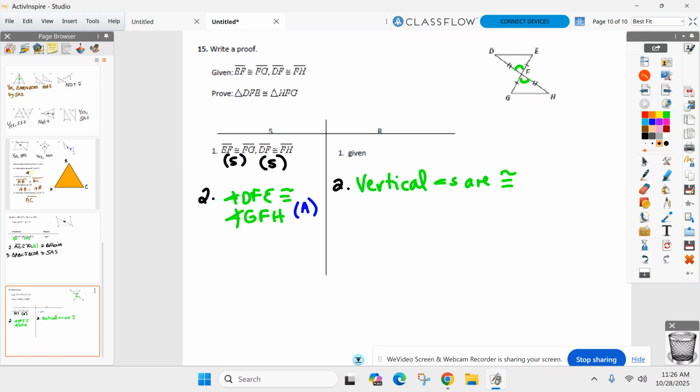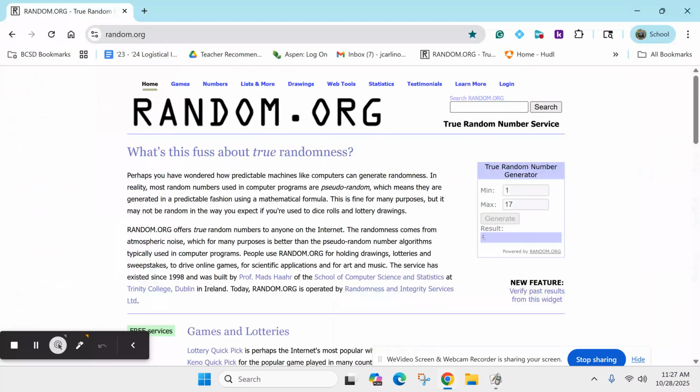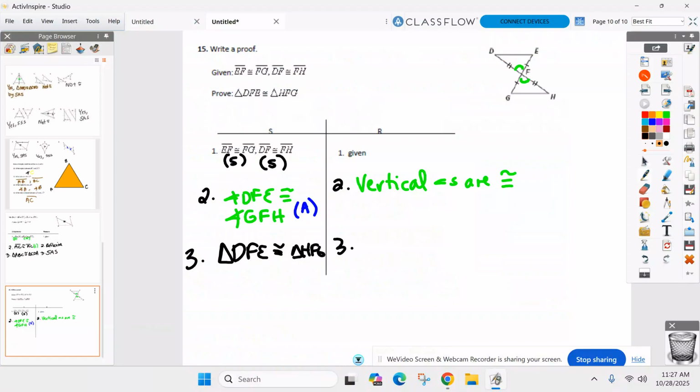Okay, there's a pair of angles. I think that's enough, right? We got all three pair, yep. So triangle DFE, congruent to triangle HFG. And what method? Sully, end this for us. What method? Angle side angle. Yep.